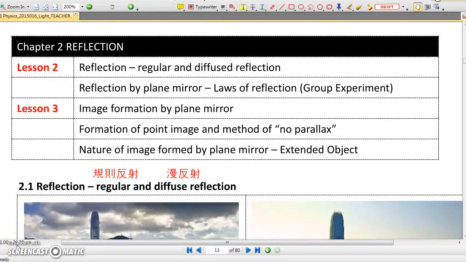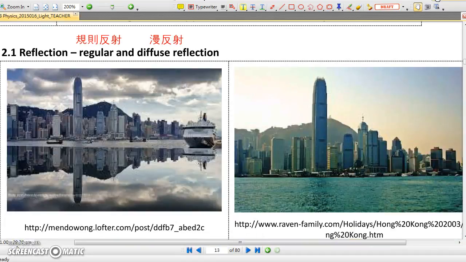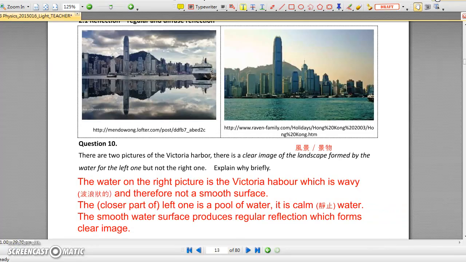Chapter 2, Reflection. So the next two lessons will be about reflection. Can you find the difference between the two pictures here? The water on the right is the Victoria Harbour, which is wavy and therefore not a smooth surface. The closer part of the left one is a pool of water, which is calm water, so the smooth water surface produces regular reflection and forms clear image.